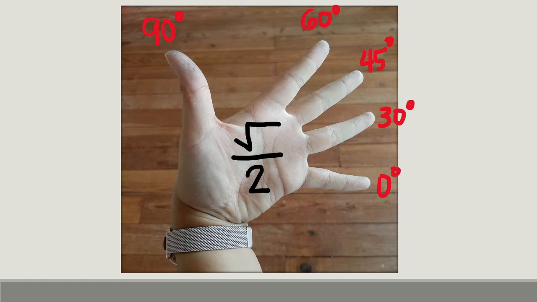We just have to assign 0 degrees to your pinky finger, 30 degrees to your ring finger, 45 middle, 60 for the pointing finger, and 90 degrees for the thumb. Aside from this, you have to memorize this template. Square root of blank over 2.